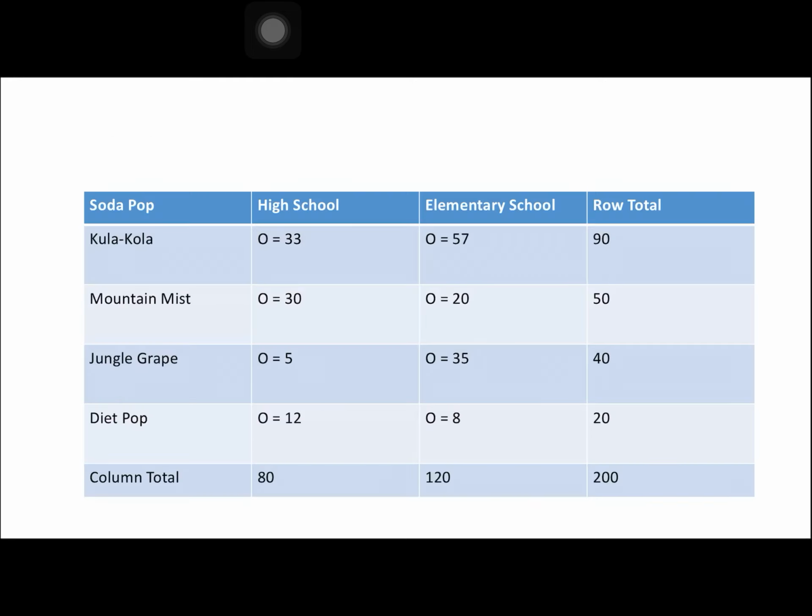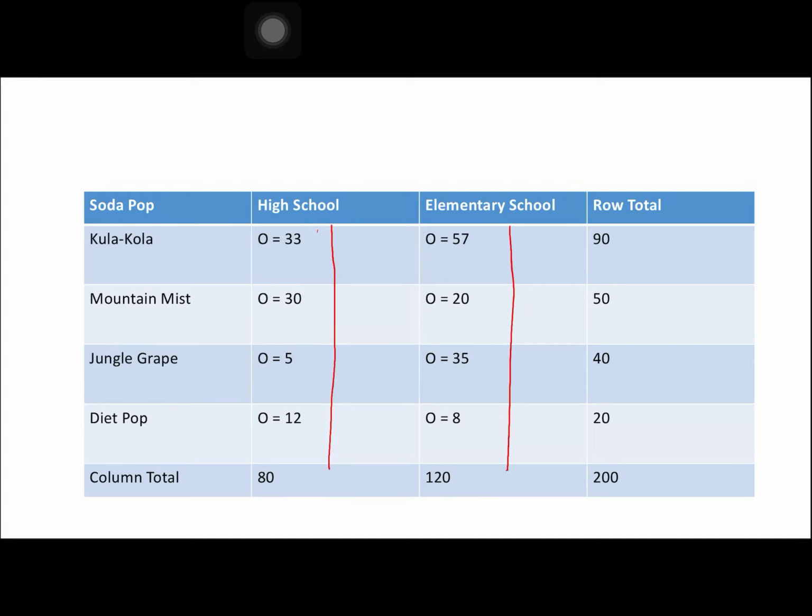Okay, so let us compute. We have here our soda pop: Cola, Mountain Mist, Jungle Grape, Diet Pop. Okay, we have here our high school and elementary. Okay, so we are given the observed. Okay, how do we compute for the expected values? Okay, so again we have here.